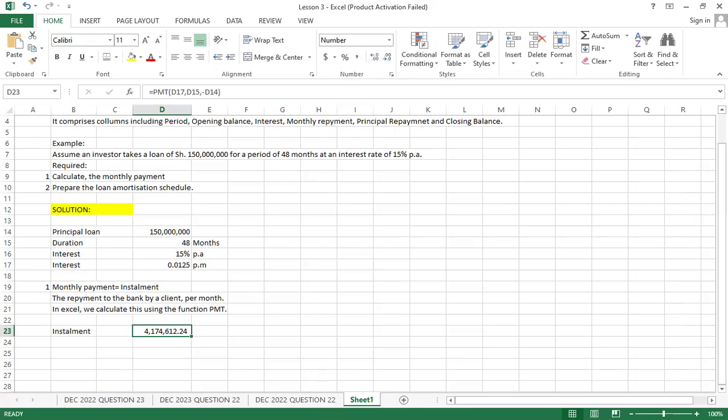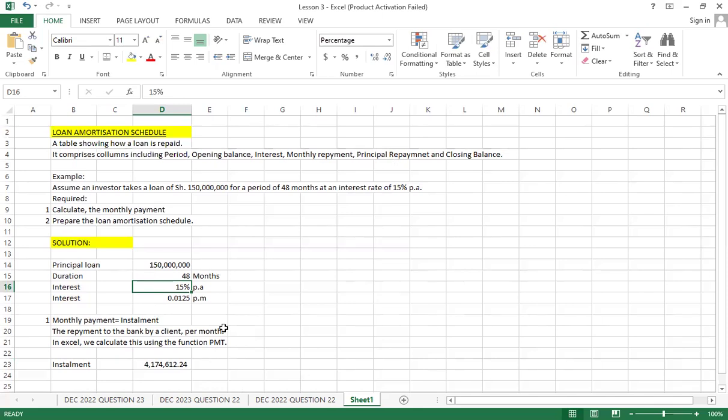So the dollar has also disappeared. So ladies and gentlemen, remember what we are saying is this. What is this installment thing? If this investor took a loan of 150 million, and the agreement is that the repayment be done within 48 months, if the interest rate is 15% for the whole year, then the amount that the investor will pay to the bank monthly, the monthly repayment to the bank, is this 4.1 million.